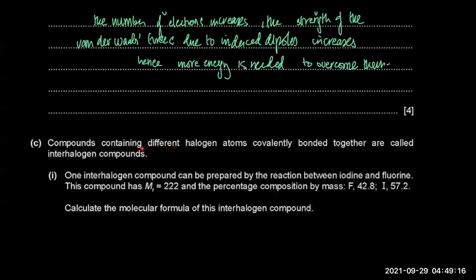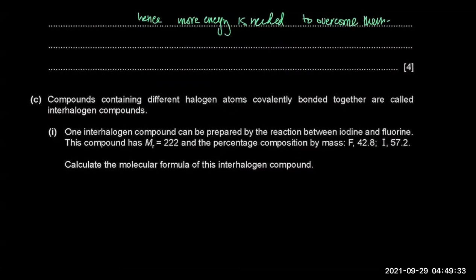So interhalogen compounds are compounds that have different halogens. One of them has fluorine and iodine in the following composition by mass. Calculate the molecular formula of this interhalogen compound. So guys, everyone should know this. You've been given mass ratios. What is the mass ratio of fluorine and iodine? Let's say in grams. For every 42.8 grams of fluorine, you have 57.2 grams of iodine.